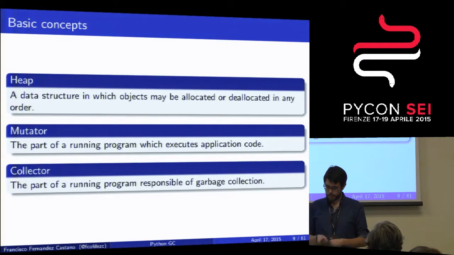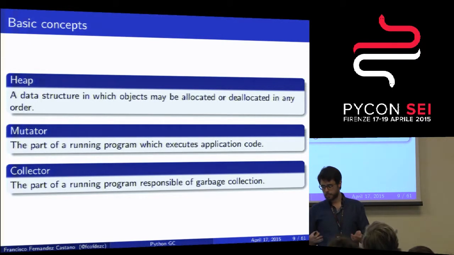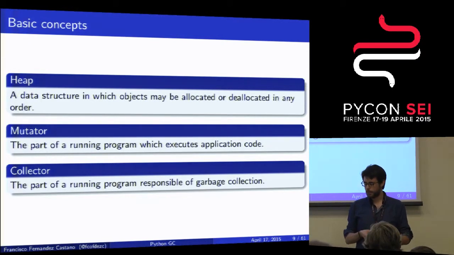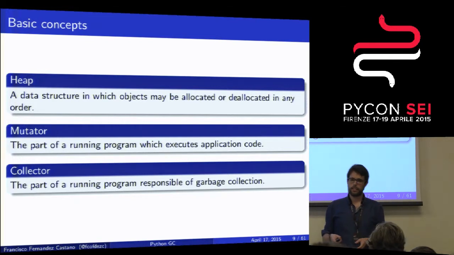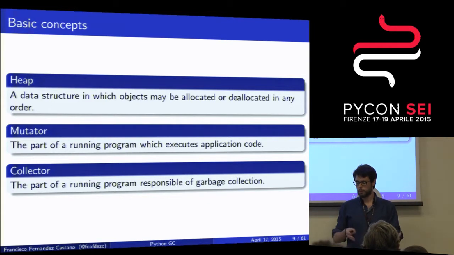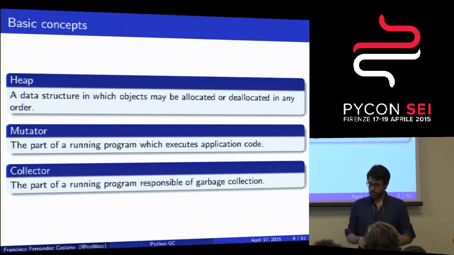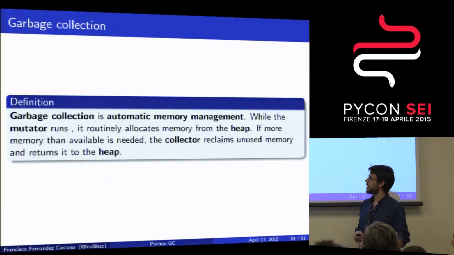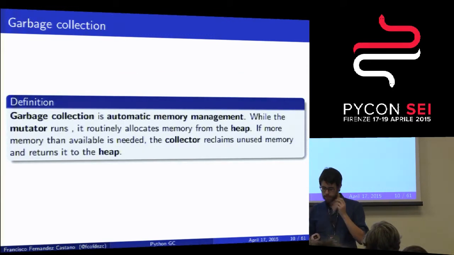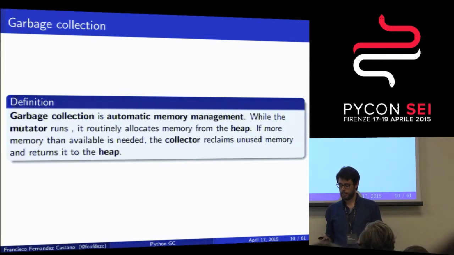And finally, we have the collector, whose academic definition is the part of a running program responsible for garbage collection. In our case, this part will be in the Python implementation, depending on which one we're using. This will be our interpreter. So what's the definition of garbage collection? Garbage collection is basically automatic memory management.